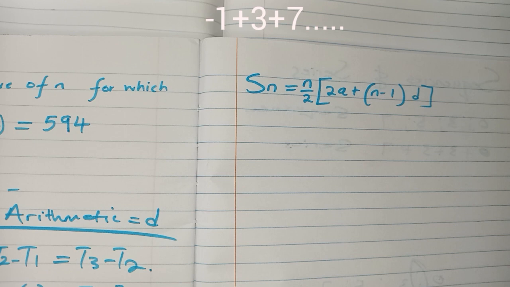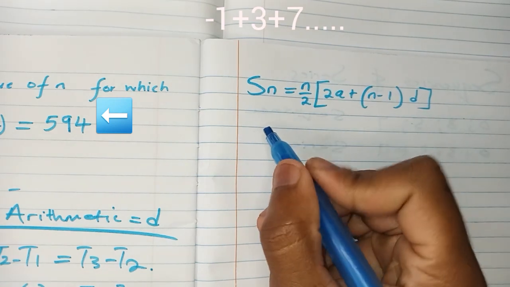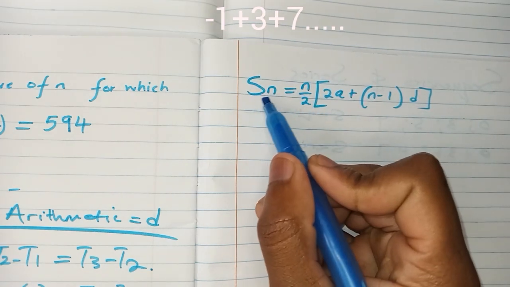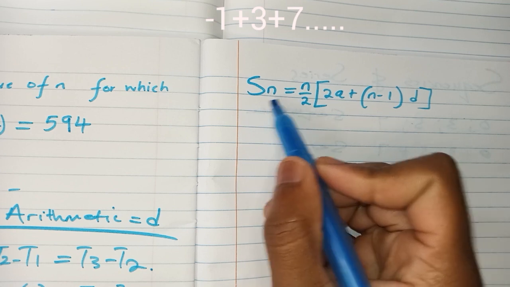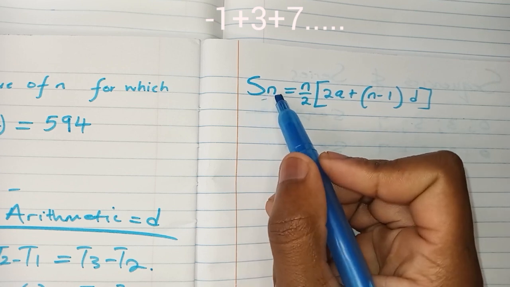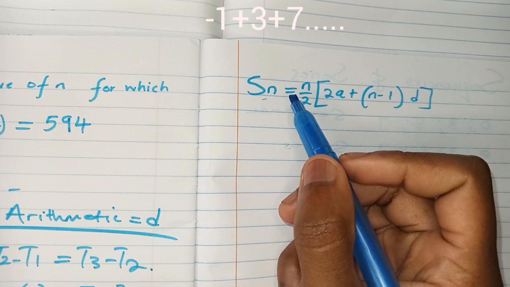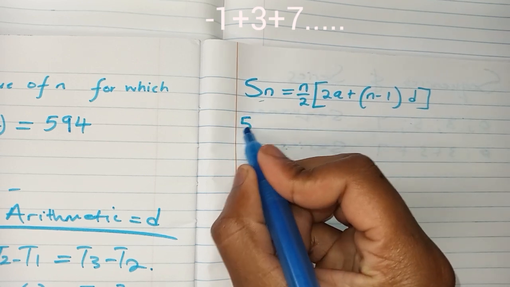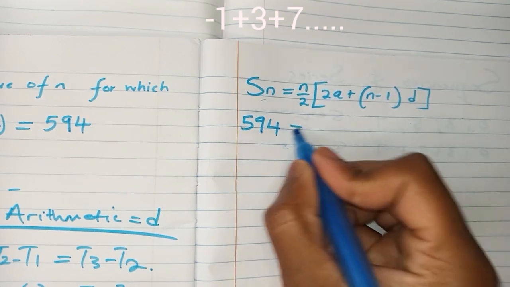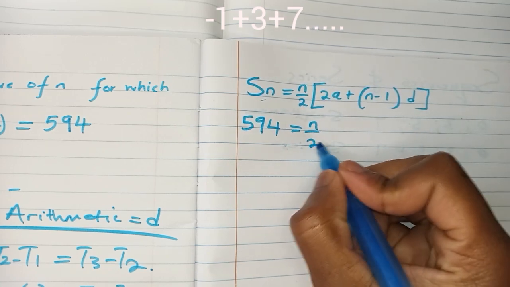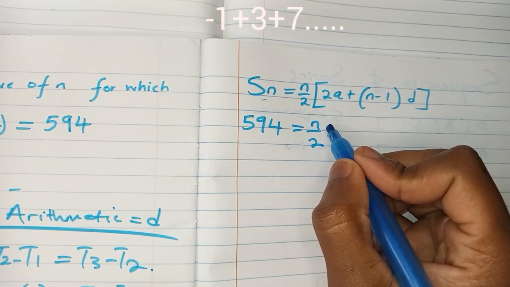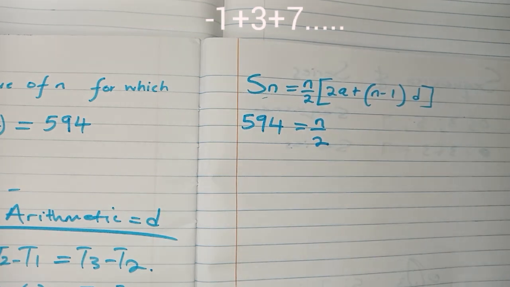So they want the value of n for which this series is equal to 594. So when you have something like that, do not panic. You will just put 594, because they want where the series is 594. This is the sum, and in series we deal with sum, right? So we are going to say 594 is equal to n over 2. Now we won't be substituting n because we don't know n. We are trying to find n, right?